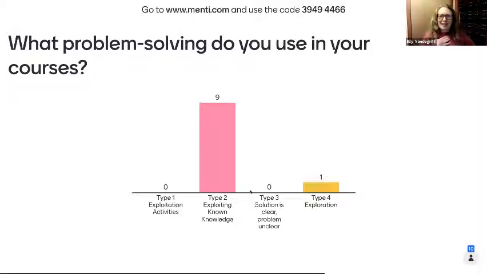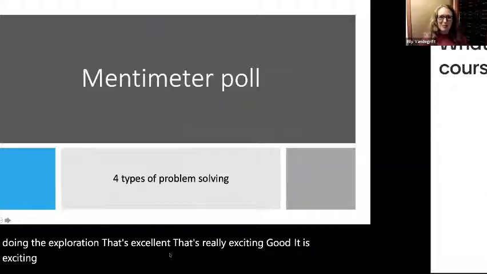Gillian, do you want to say anything else? I'm just excited by this. I was imagining that there'd be type 1, just very traditional problem solving type of activities going on. But the fact that there's actually exploiting that known knowledge, and the single person doing the exploration, that's excellent. That's really exciting. Good. It is exciting. Good. Let's go back to the PowerPoint.